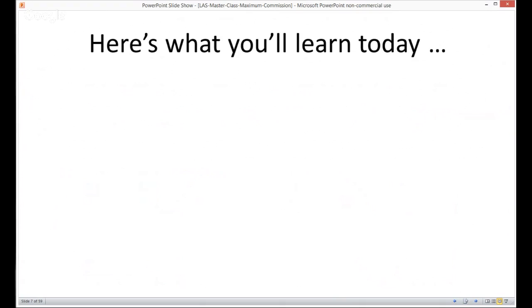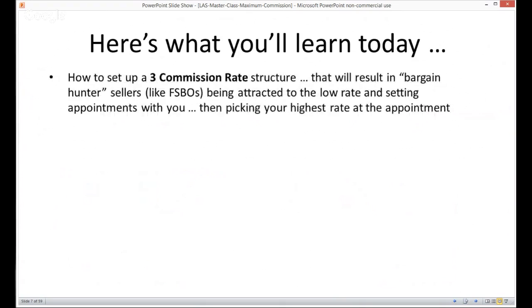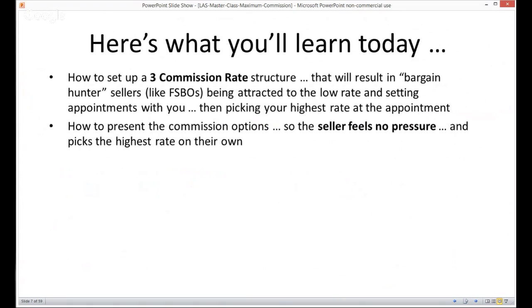So here's what you're going to learn today. How to set up a 3 commission rate structure that will result in bargain hunter sellers, like for sale by owners, being attracted to the low rate and setting appointments with you, then picking your highest rate at the appointment. You're going to learn how to present the commission options so the seller feels no pressure. And that's the key to this, by the way. You might have thought there's going to be a lot of pressure. There's none. And the seller is going to pick the highest rate on their own.